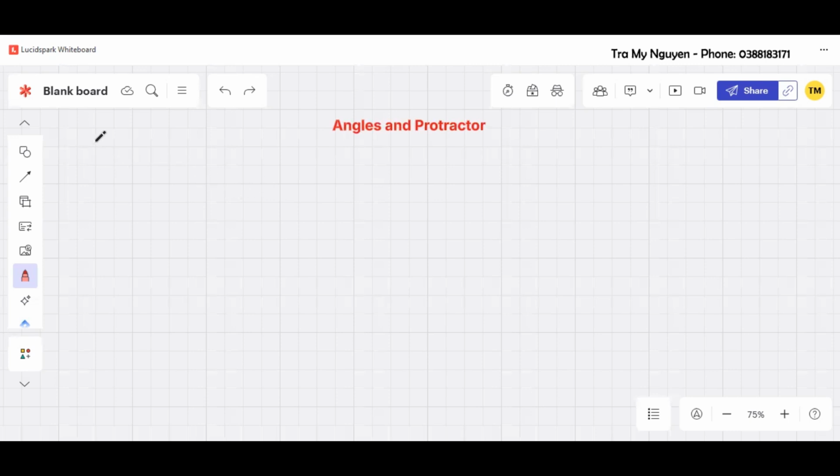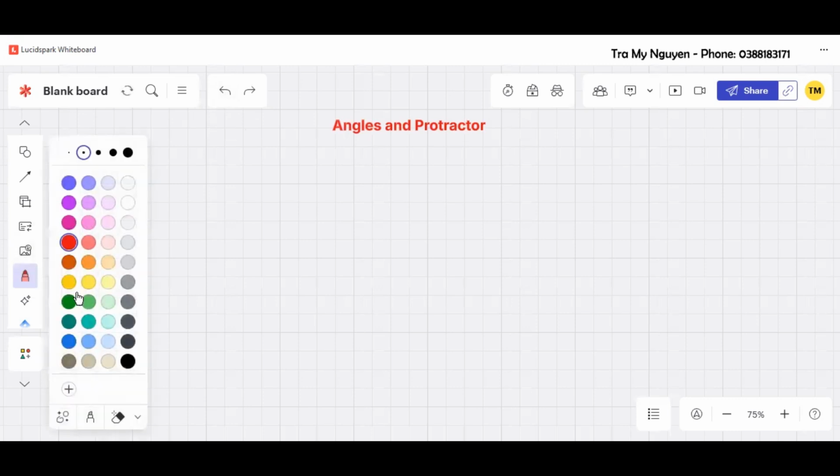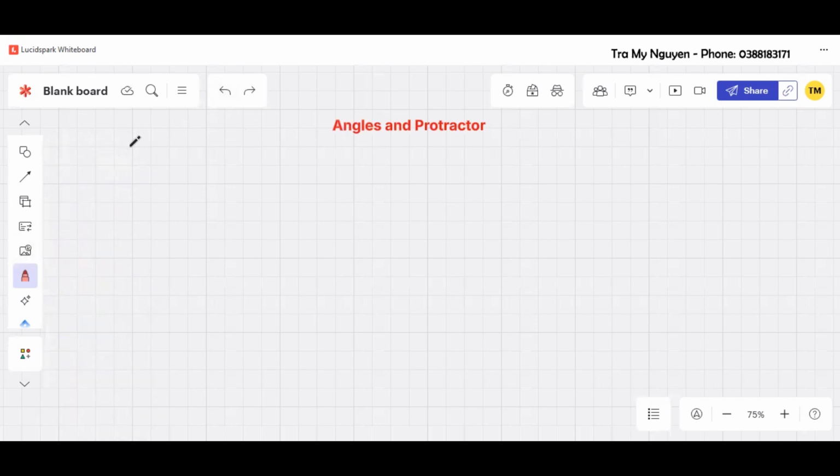Sorry, I will change into the black ink here. The first part of our lesson today is about angle. So what is an angle? To help you imagine the image of an angle more easily, I will draw an example here. You can see it is the image of an angle in geometry.